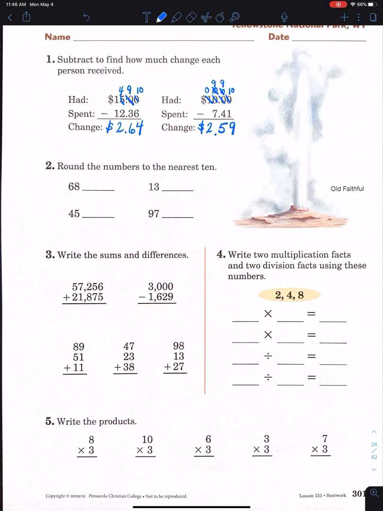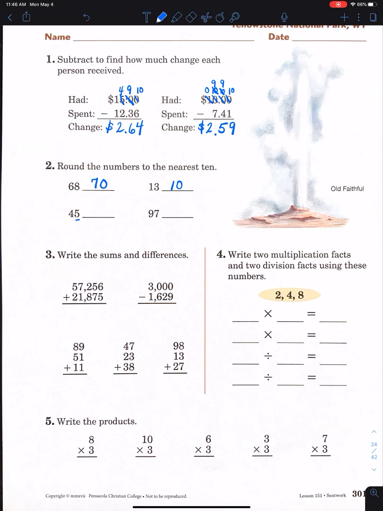All right, the next section we are going to round the numbers to the nearest 10. 68 falls between 60 and 70. Does it round down to 60 or up to 70? Yes, it rounds up to 70. What about 13? Does that round down to 10 or up to 20? Down to 10.